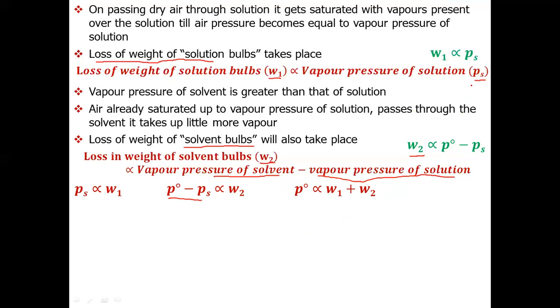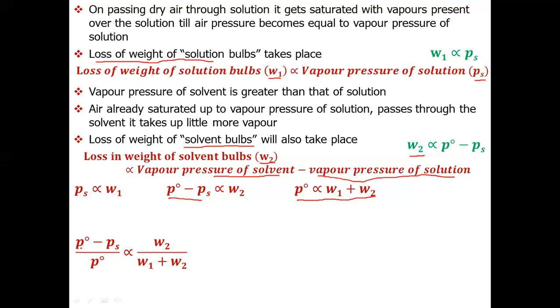So now if we have to calculate P naught, the vapor pressure of pure solvent, it will be equal to the vapor pressure of the solution Ps plus P naught minus Ps. If we add these two equations, Ps will get cancelled out. So we can write P naught is proportional to W1 plus W2. So we can write that P naught minus Ps divided by P naught denotes relative lowering of vapor pressure. P naught minus Ps is proportional to W2 and P naught is proportional to W1 plus W2.